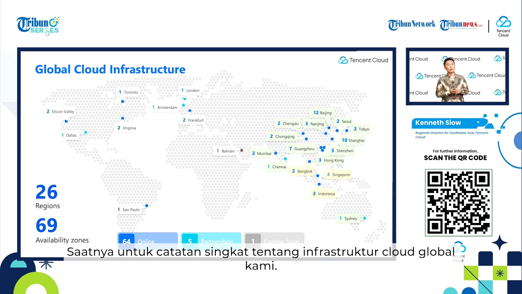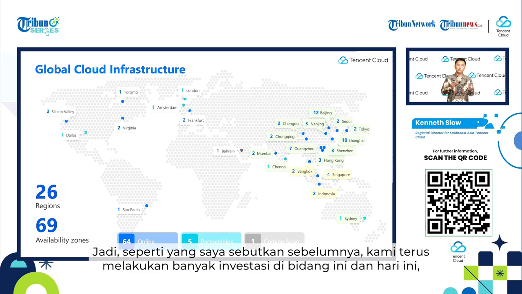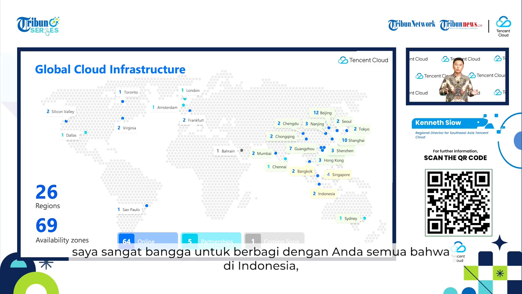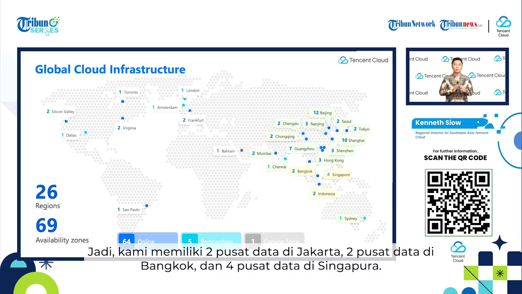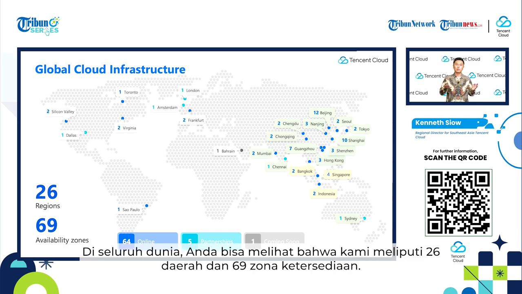Now, quick notes of our global cloud infrastructure. As I mentioned, we continue to invest heavily in this space, and today I'm very proud to share with all of you that in Indonesia, we have now announced our second data center, which will be live very soon. So we have two data centers based in Jakarta. We have two data centers in Bangkok, and in Singapore, we have four data centers. And across the world, you can see we have 26 regions and 69 availability zones.